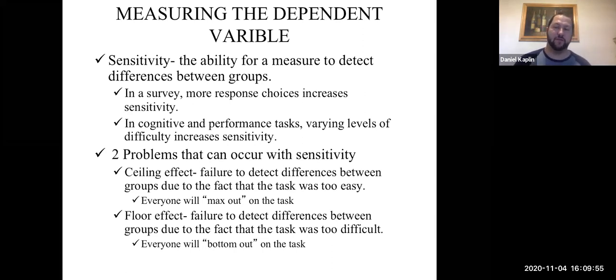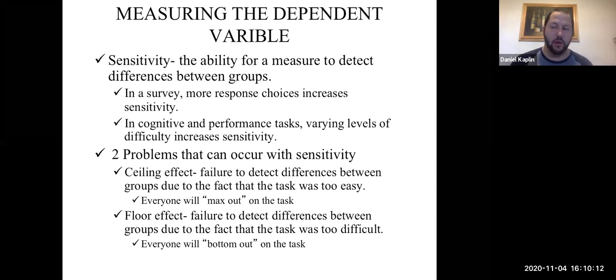So imagine I gave you a test and everyone was getting in the 30s and the 40s. Well, that's not a very good exam. That's not a good measure of your true ability. The best dependent variables get a wide spread of scores.